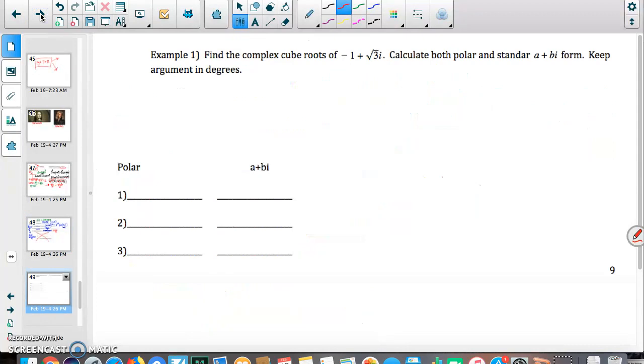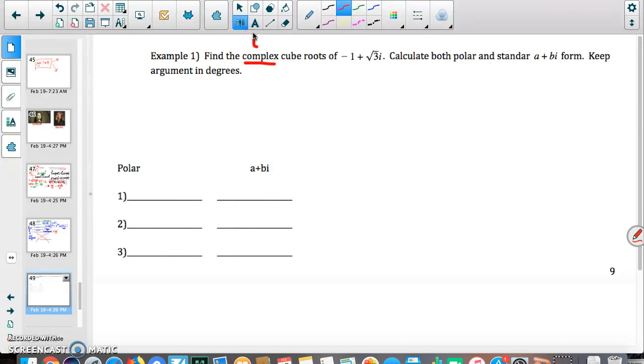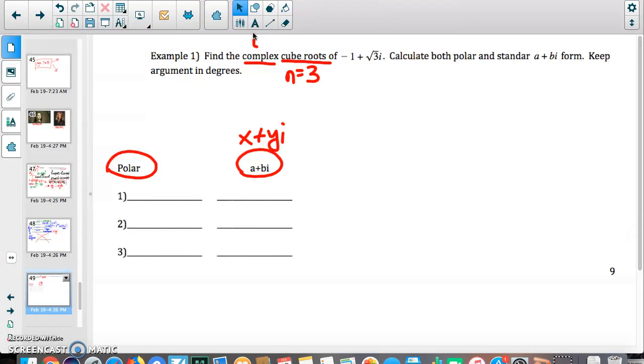So find the cube root of -1 plus root 3i. Cube root, that means n equals 3. I'm going to have 3 solutions. Calculate both in polar and standard form. A plus bi is the same thing as x plus yi. Keep the argument in degrees. All right, let's follow my steps.